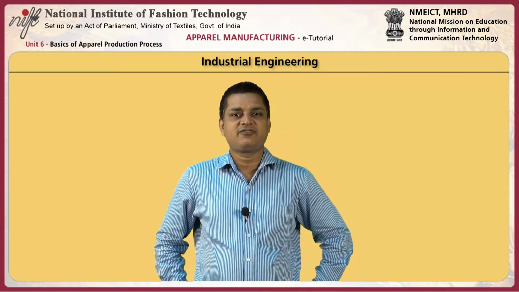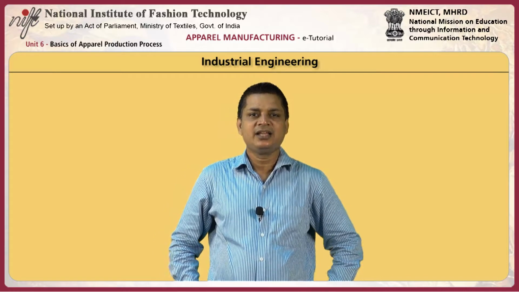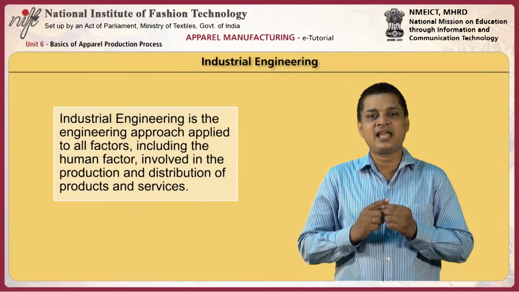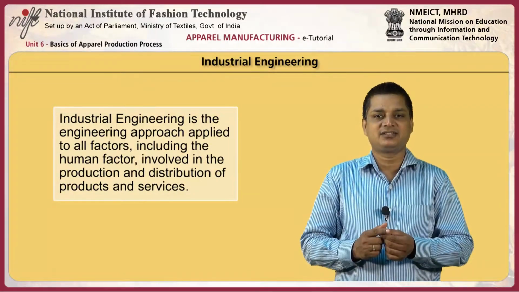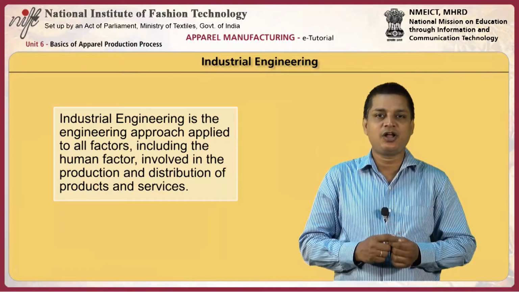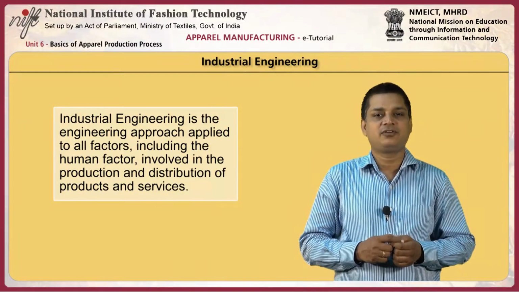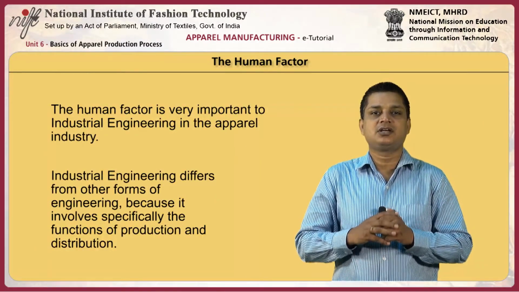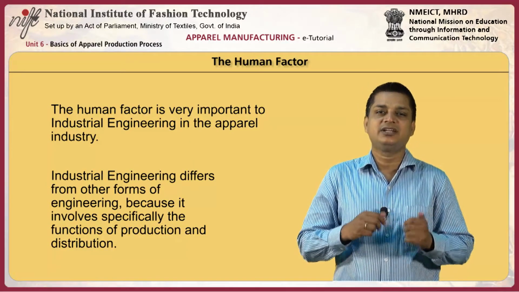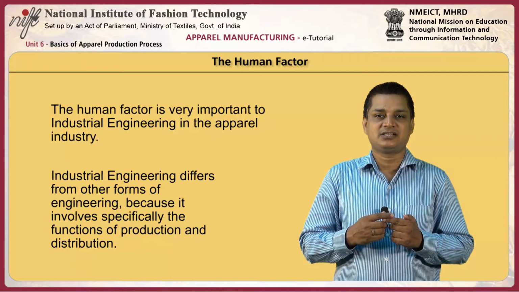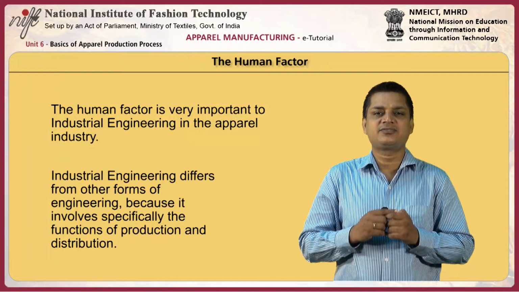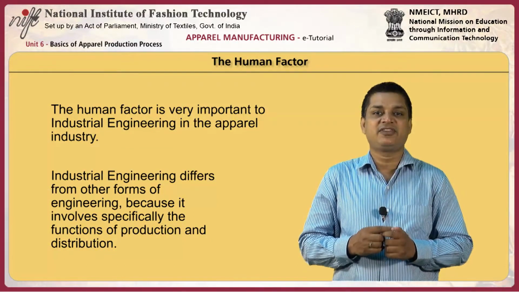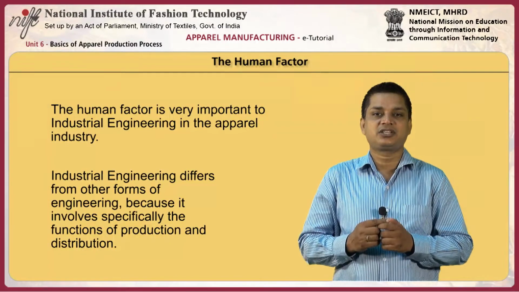Now, let's go one step further and define industrial engineering. Let's define industrial engineering this way. Industrial engineering is the engineering approach applied to all factors, including the human factor, involved in production and distribution of products and services. As we will see, a reference to the human factor is very important to industrial engineering in the apparel industry. Industrial engineering differs from other forms of engineering because it involves specifically the functions of production and distribution.